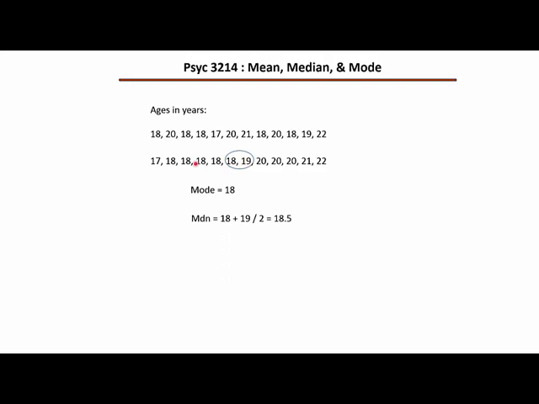The median, again, we look 1, 2, 3, 4, 5, 6 values there. 1, 2, 3, 4, 5, 6 values there. So we have an even sample size. We're going to have to split the difference here. And so 18 plus 19 divided by 2, and that gives us 18.5. So that is our median.